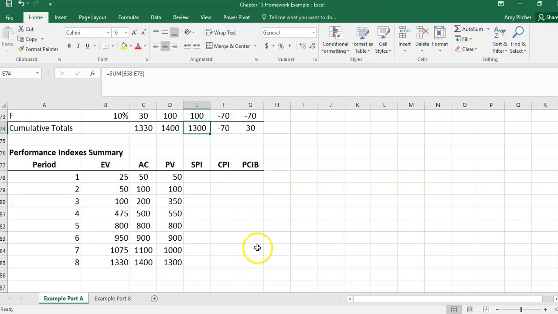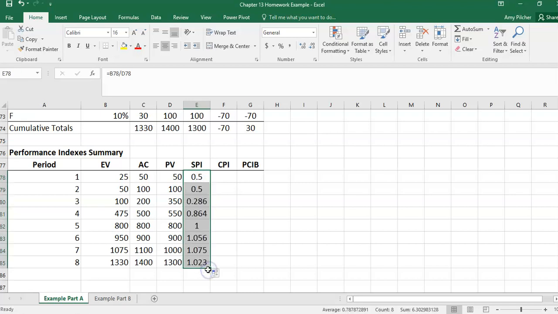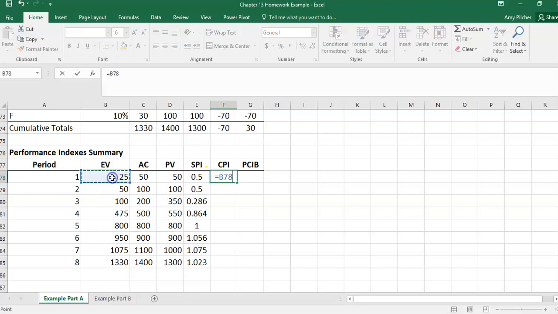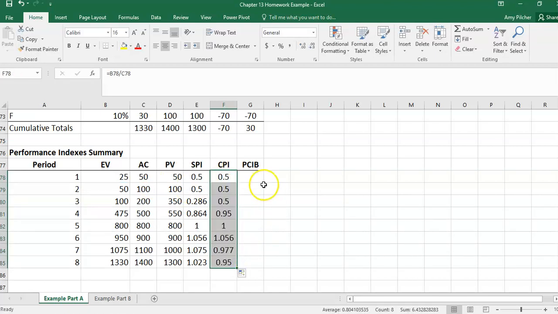of budgeted costs. So the schedule performance index is the estimated value divided by the planned value. And we would copy that amount down. The cost performance index is estimated value divided by actual cost. And we would carry that formula down.